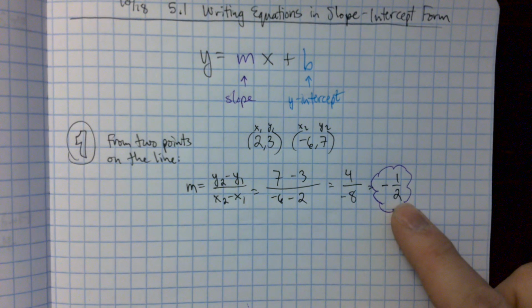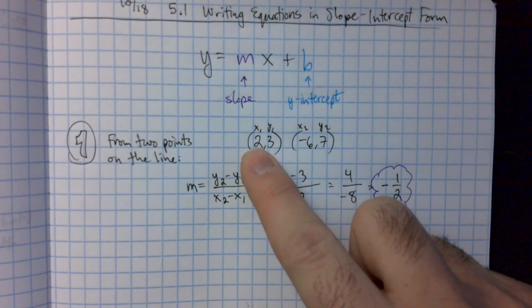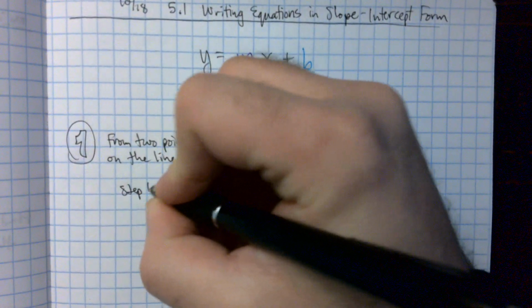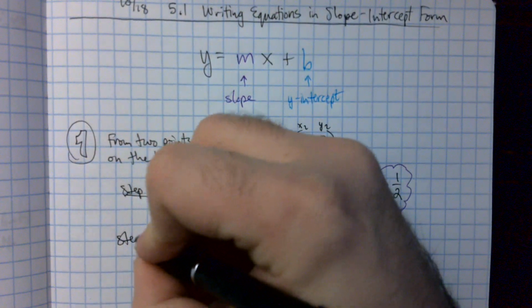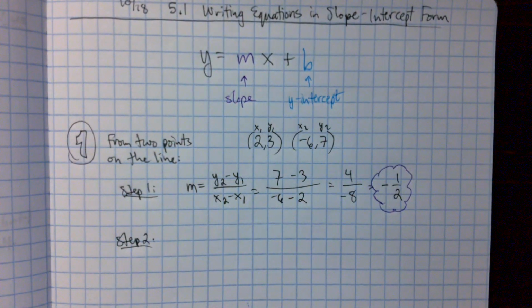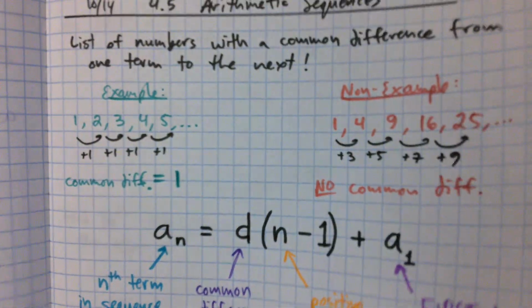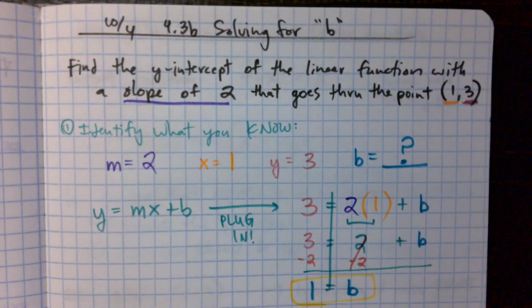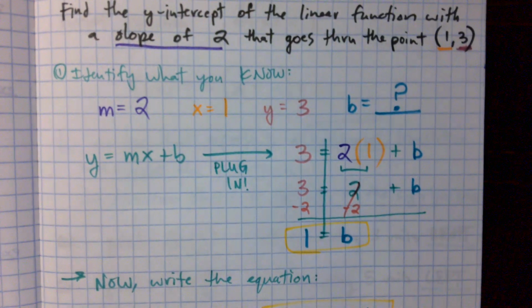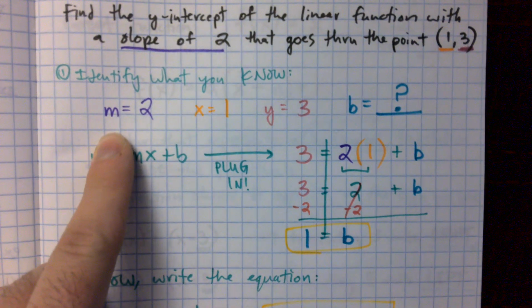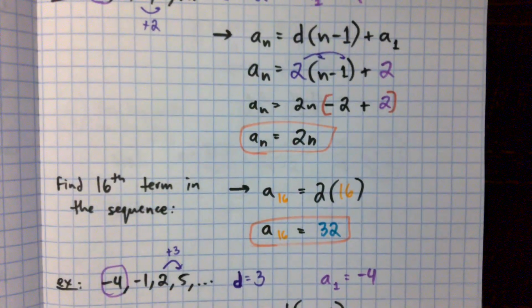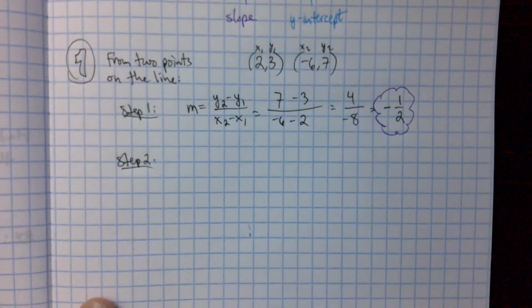So now that I have the slope, I'm going to use that slope and one of my points to be able to find my b. So let's say step 1 is finding the slope. Okay, step 2 is going to be finding the b. Now, luckily, we already have notes on how to do that. We look back to 4.3b, solving for b. It's exactly what we've been doing. We started with the slope, so this time we have to take the extra step of finding the slope. And then we just plug in our 3 puzzle pieces in order to find out what b is.